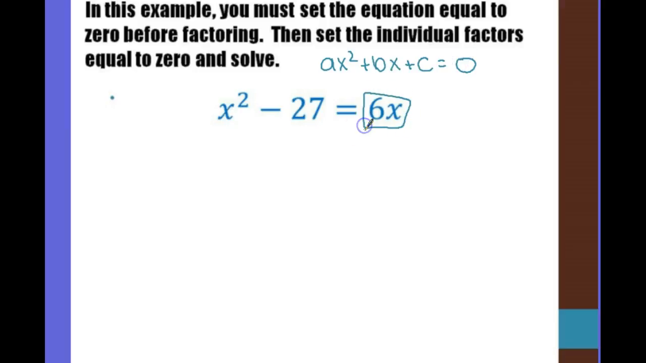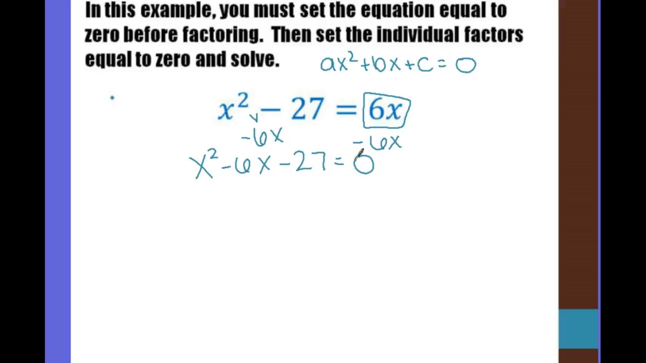So that means that this term right here is my bx term. I don't want to put it after the 27. I want to smush it between the x squared and the negative 27. So I'm going to subtract 6x, but I'm going to smush it between the x squared and the negative 27. So I get x squared minus 6x minus 27 equals 0.